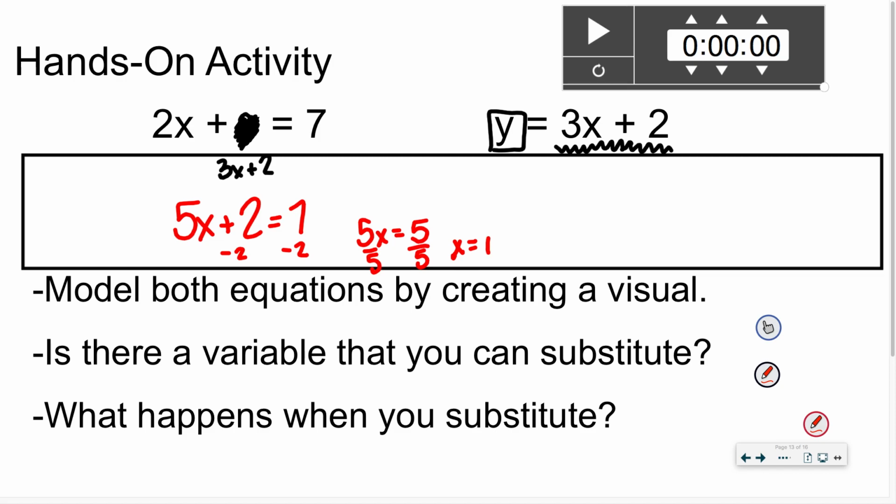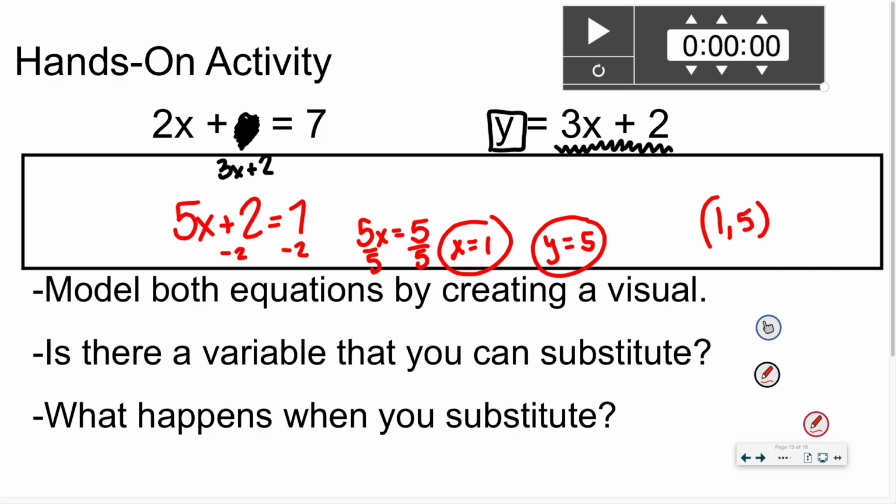Am I done? No, because you need to find your y. I already have my x, but I need to find my y. If x is 1, what is y? y is 5. So you can show your answer one of two ways.